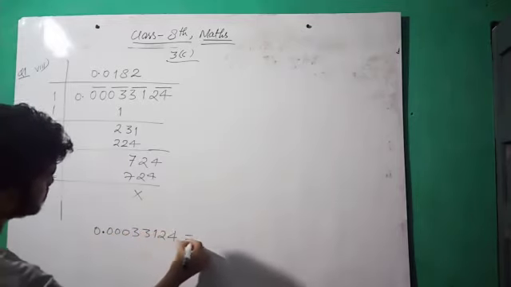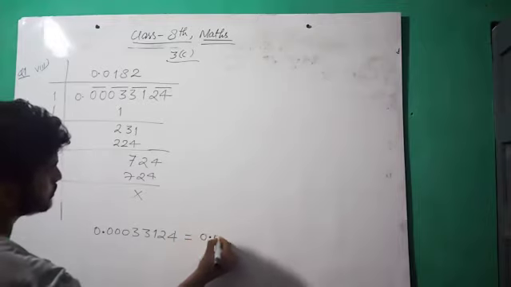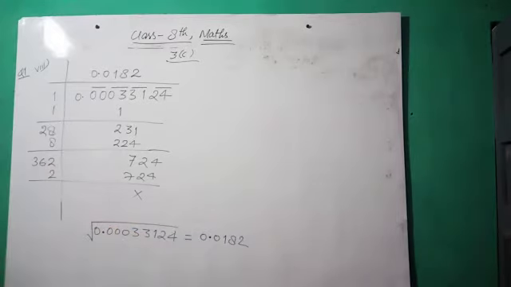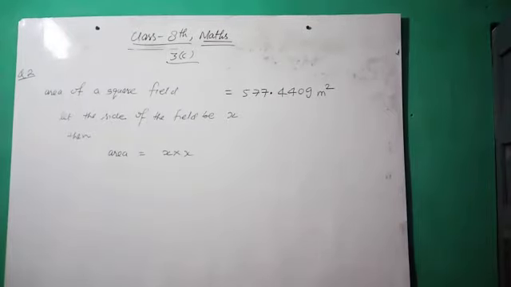0.000333124 is written as 0.0182 under root of this. Okay, so the rest of the part you have to do in your fair copy. Okay, students, next, second question.